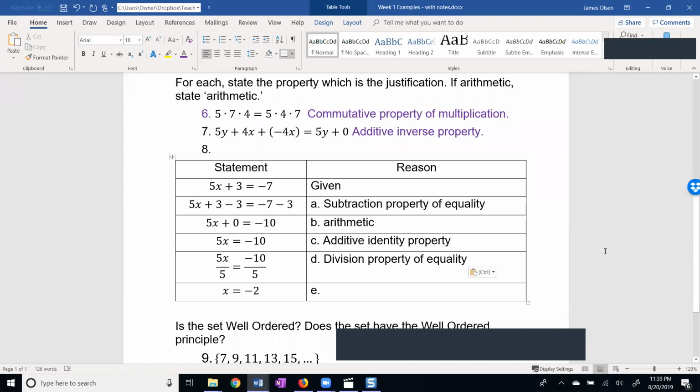And finally, we do some more arithmetic. So the reason for line E here is arithmetic.